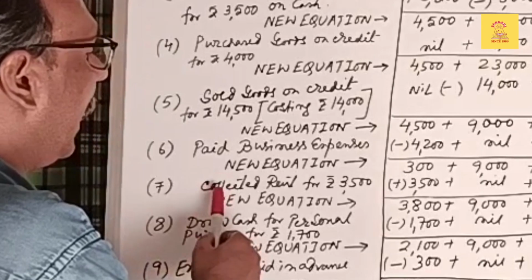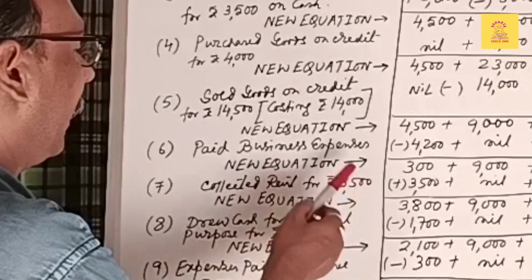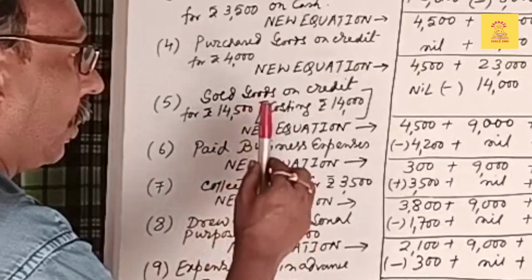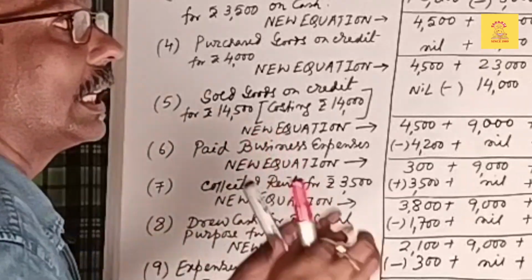Next, same thing: collected rent for rupees 3,500. Rent collected is to be treated as an income.